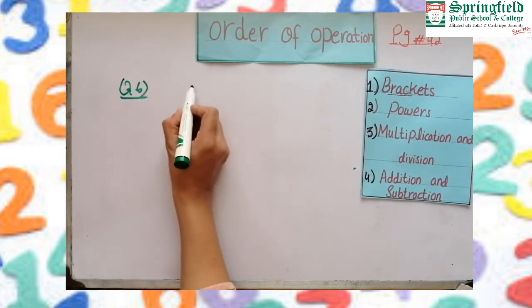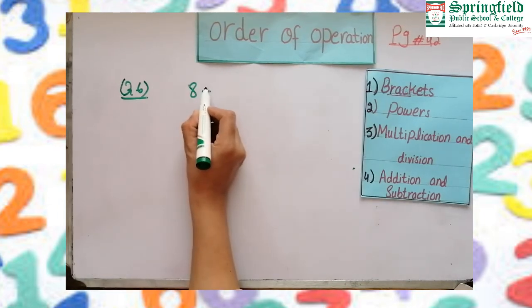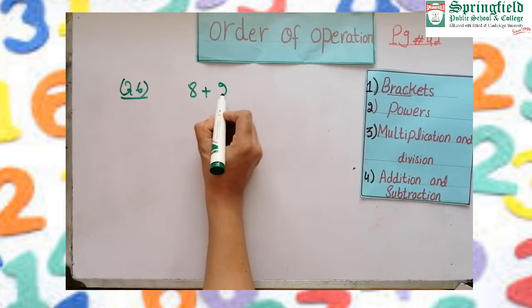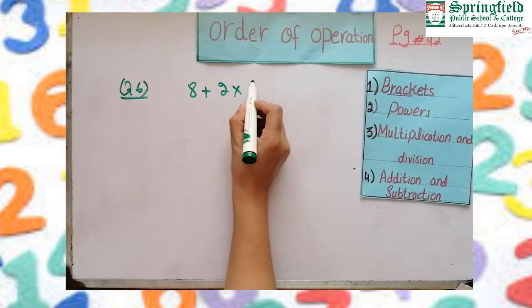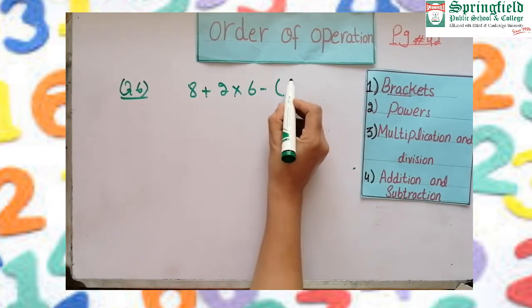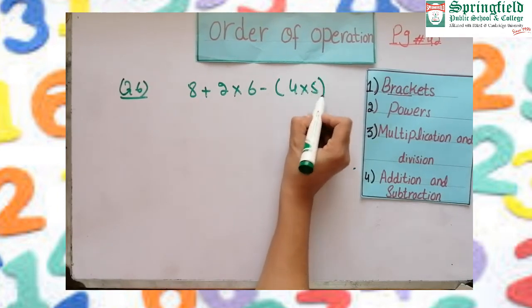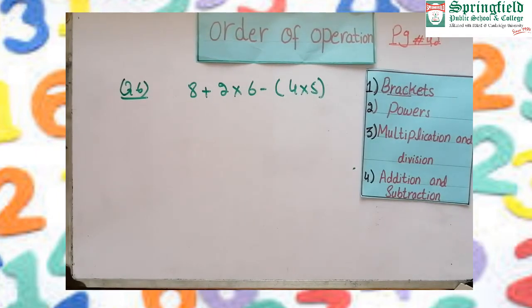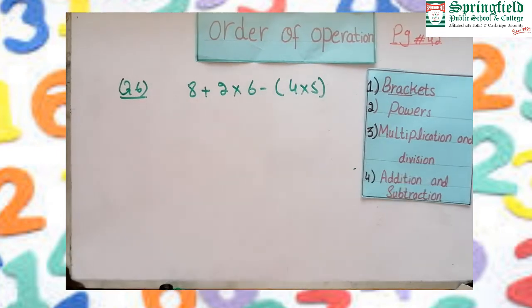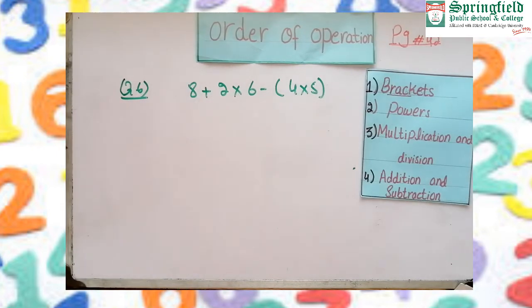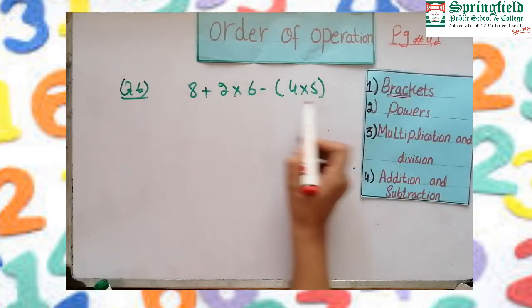So question number 6, the expression is 8 plus 2 multiply 6 minus small bracket 4 multiply 5. This expression has different operations: multiplication, brackets, addition, subtraction. So in this type of expression, what will we do first? Which operation will we solve first? As we know, first we will solve brackets.